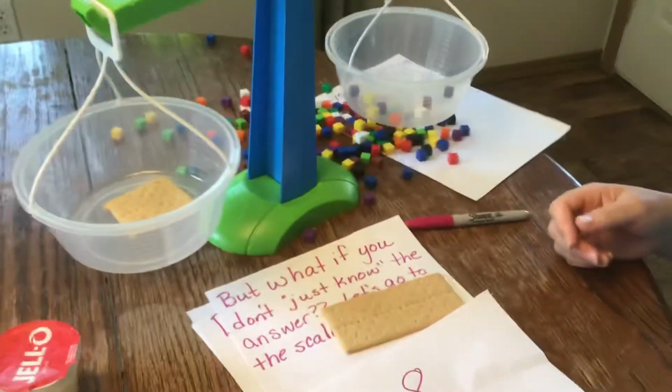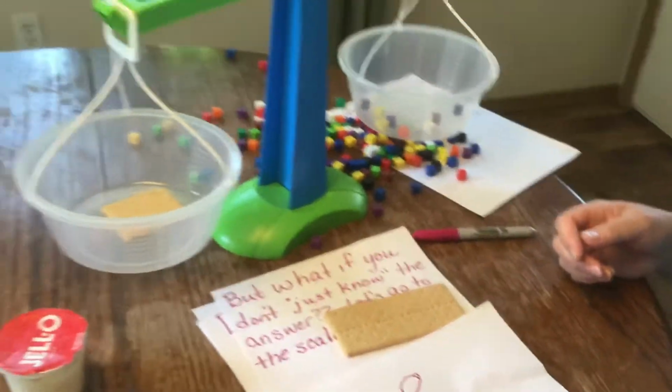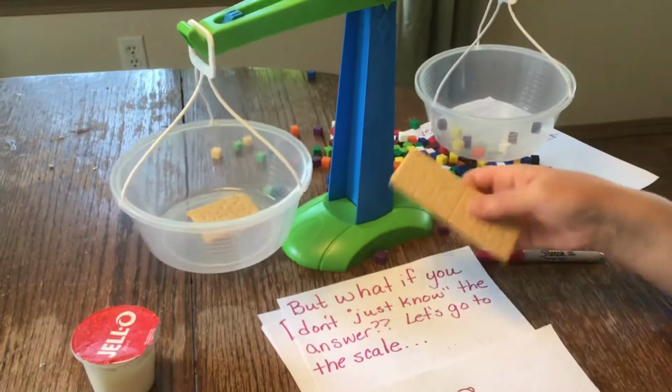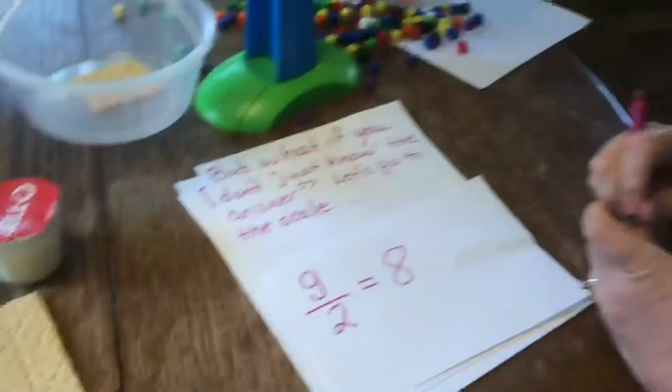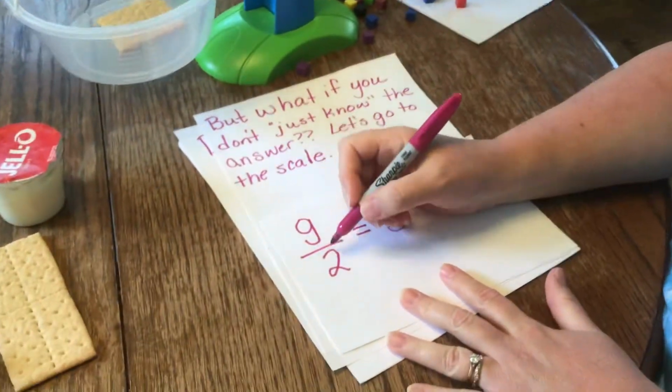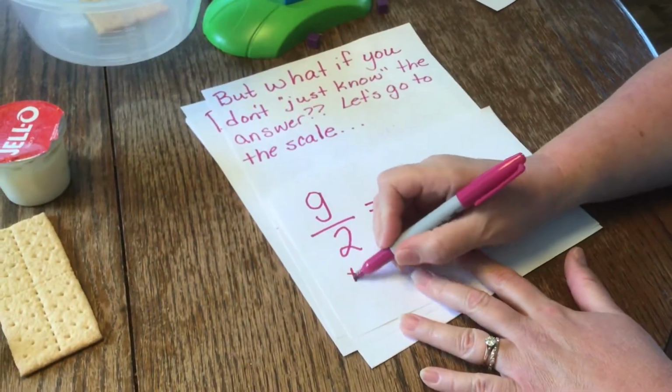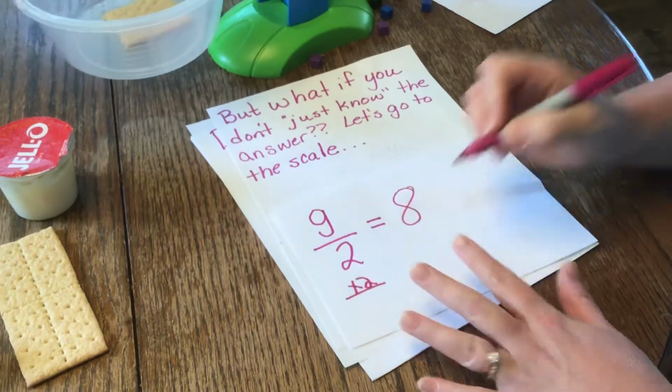But what could we do to find out how much a whole graham cracker weighs, besides just putting this in here and weighing it, because I'm not going to do that. What I'd have to do is use my inverse operation. Inverse of divide is times. So I'm going to multiply that by 2.